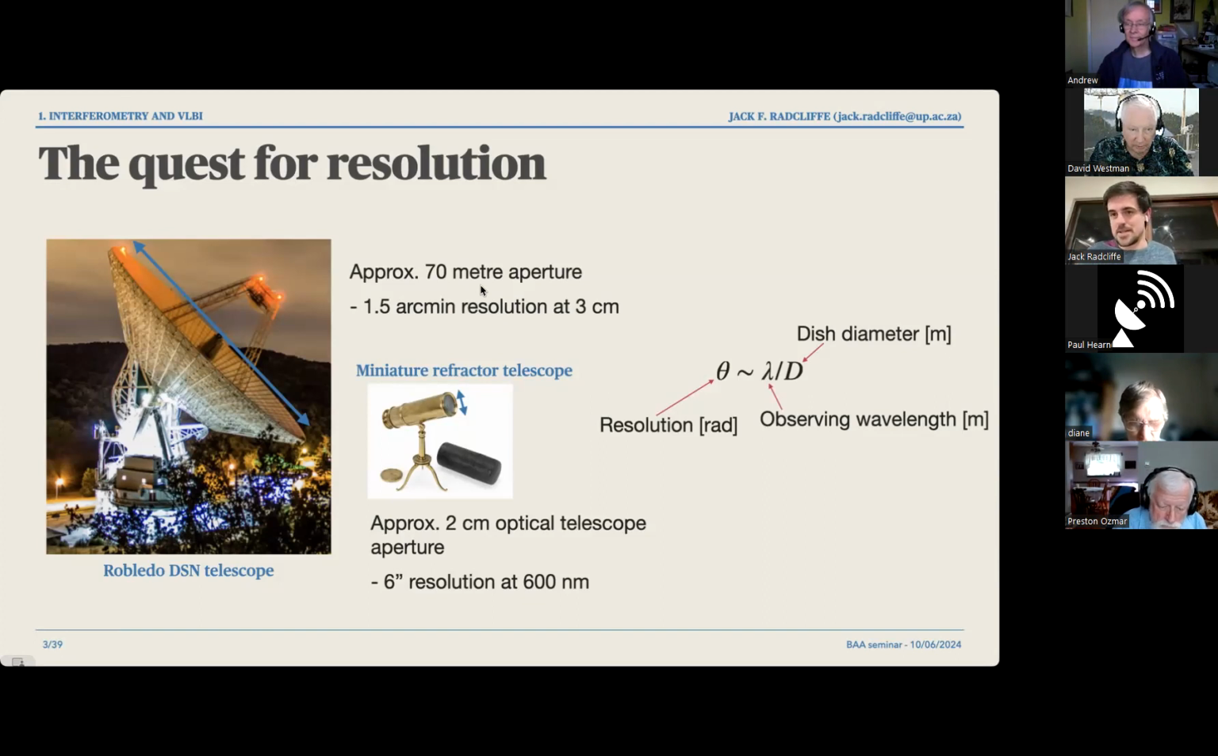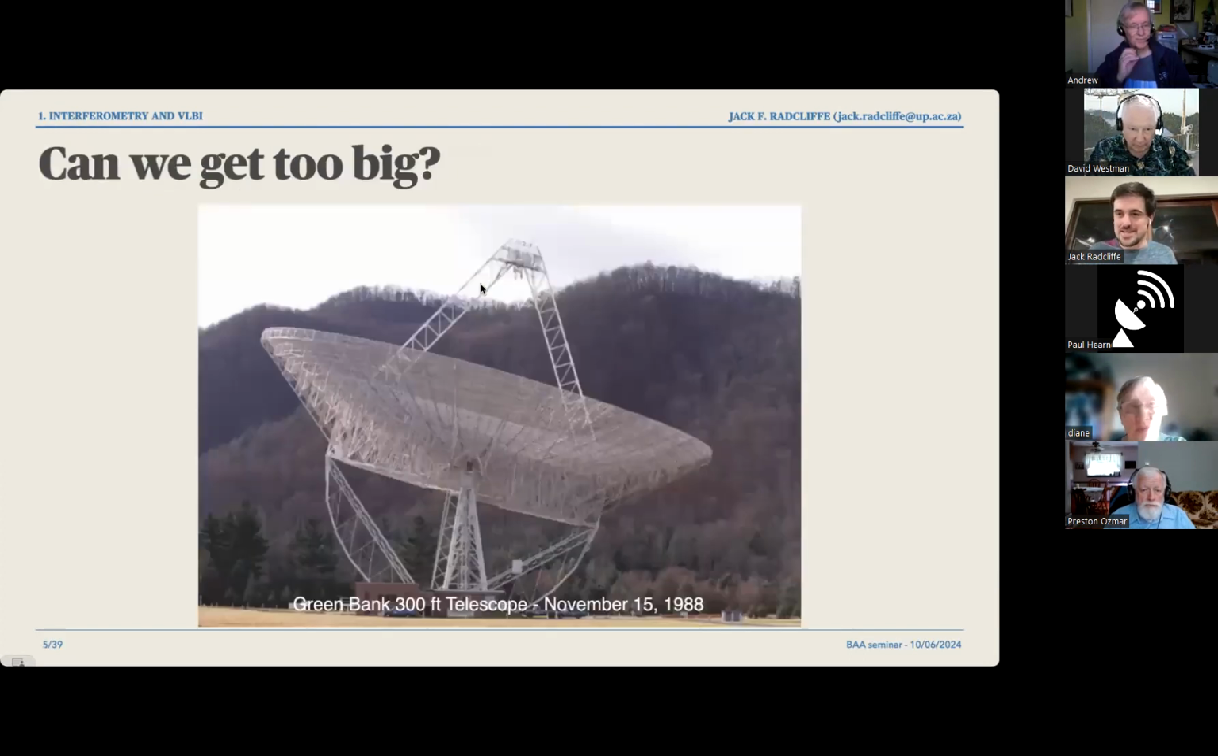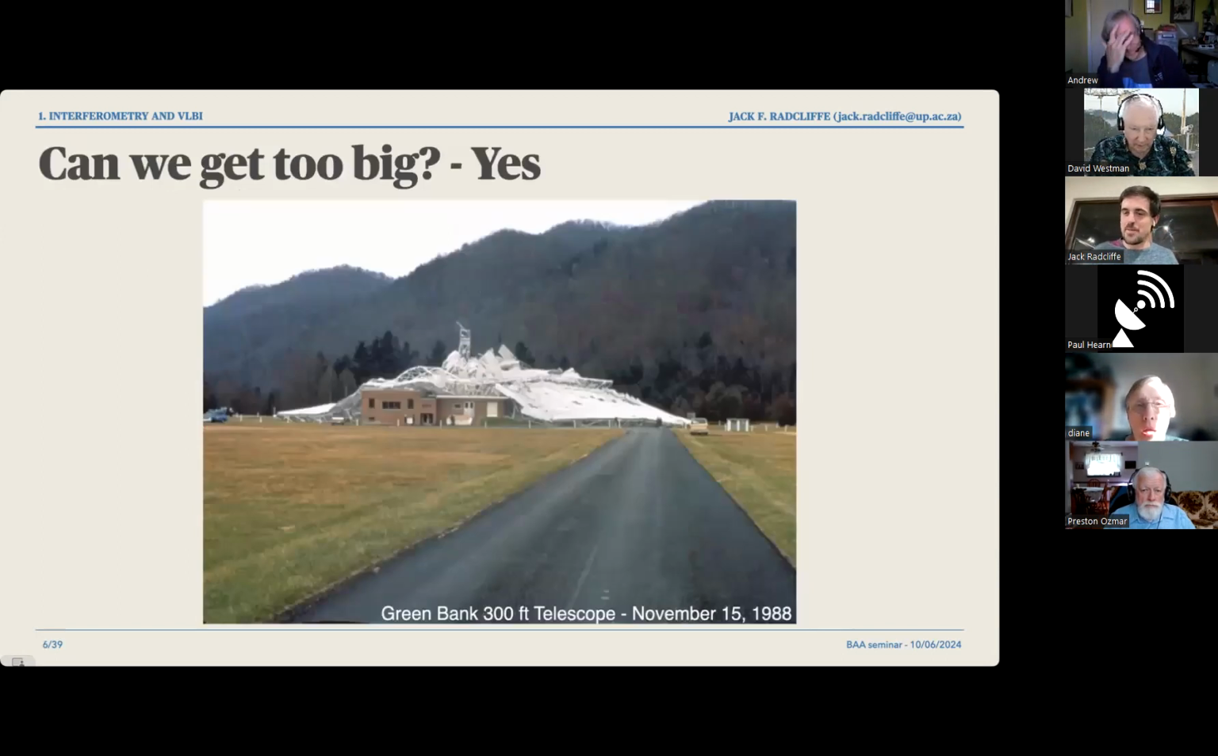And of course, people used to do this in the 60s and 70s, making bigger and bigger dishes like Arecibo, even though this doesn't exist anymore, with a 305-meter aperture, which has 25 arc seconds resolution at 10 gigahertz. But your human eye is just as good in terms of being able to resolve objects in the sky. And of course, you can go too big. And I think you all know about the old Green Bank telescope, where it went from this into looking like this, a bit of a pancake in 1988. So we can go too big.